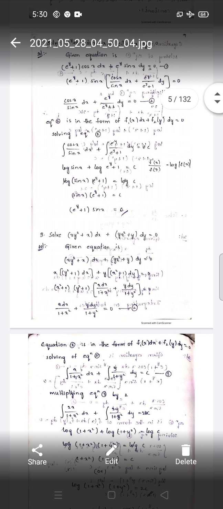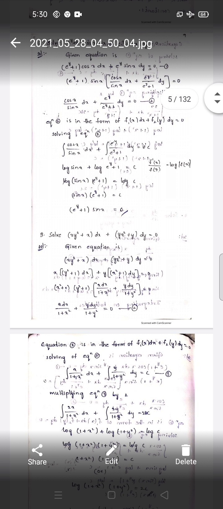First condition, M dx plus N dy is equal to 0, complete. Second condition, f1 of x dx plus f2 of y dy is equal to 0, complete. Third condition, separation of variable, is already done: x dx by (1 plus x square) plus y dy by (1 plus y square) is equal to 0. Next, fourth condition, applying the integration on both sides: integration of x by (1 plus x square) dx plus integration of y by (1 plus y square) dy is equal to c.